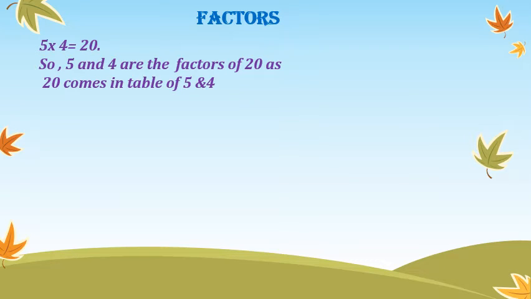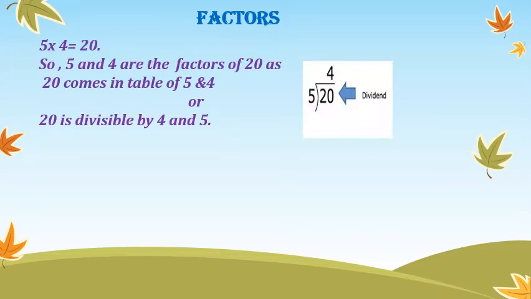Now let's understand it further. When I say 5 times 4 is 20, 5 and 4 are the factors of 20 as 20 comes in the table of 5 and 4. Or we can also say that 20 is divisible by 4 and 5. Whenever you divide 20 by 4, I get quotient as 5, and if you divide 20 by 5, I get quotient as 4, and in both the cases the remainder is 0.